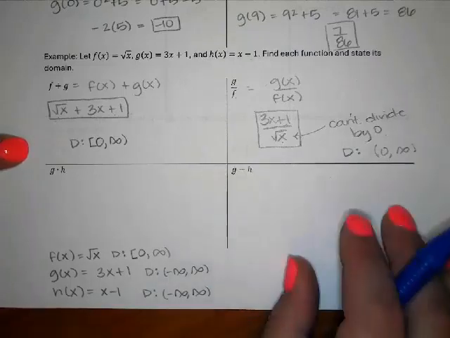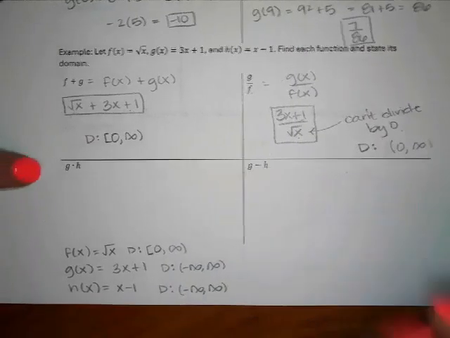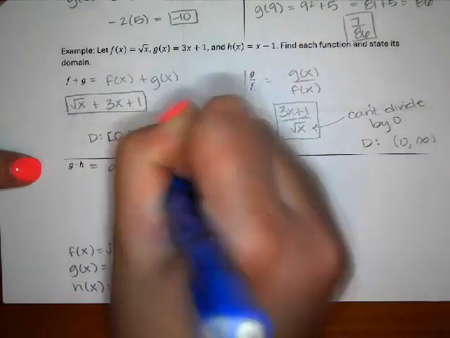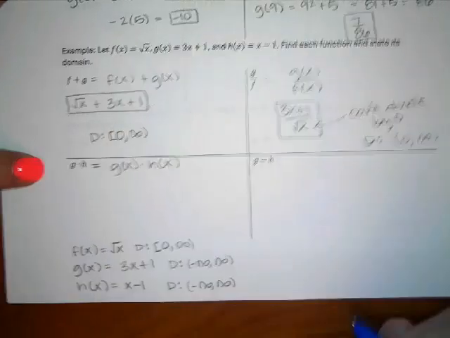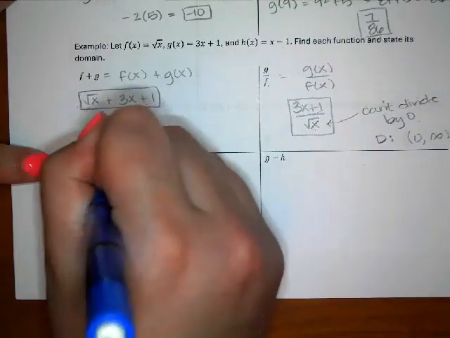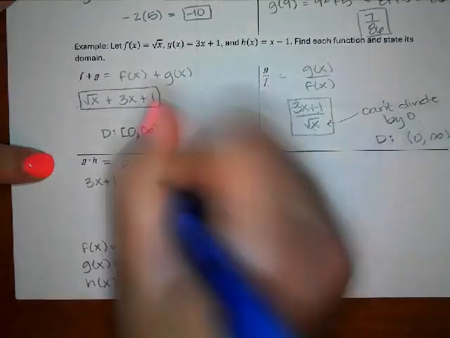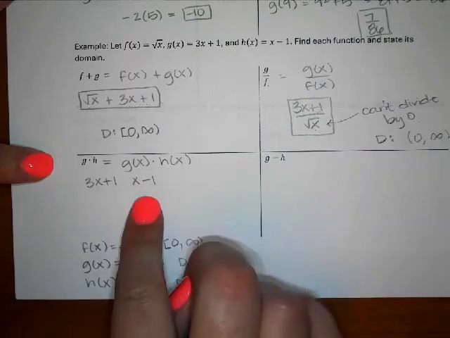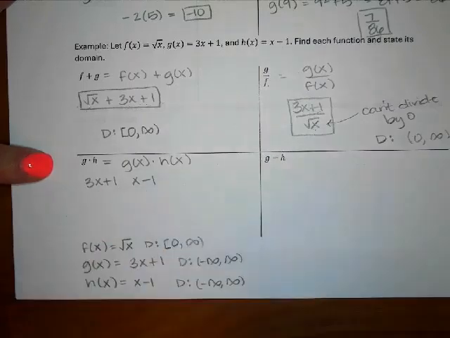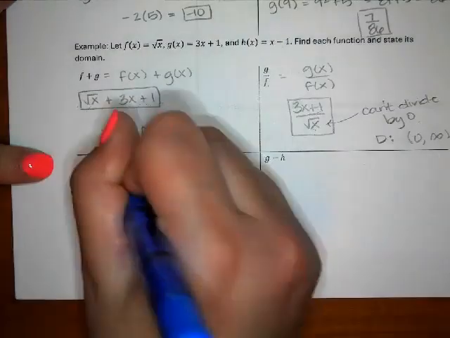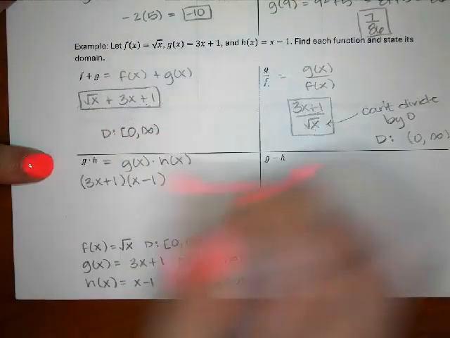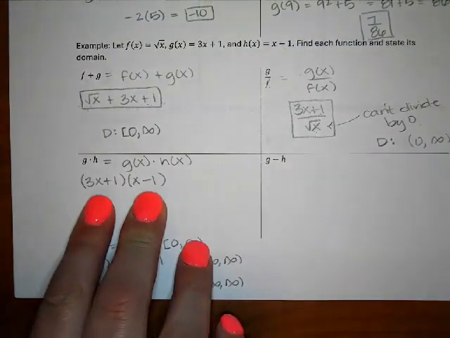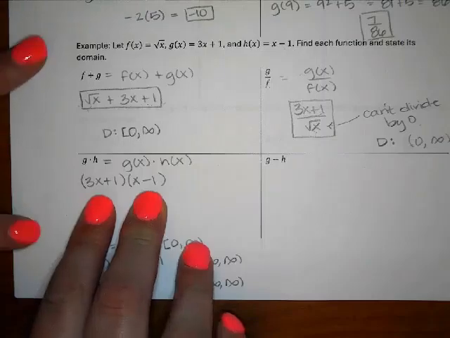Okay, for the next one, we've got multiplication. G of x times h of x. So g of x is 3x plus 1. H of x is x minus 1. Whenever you have two functions that you're multiplying, you are almost always going to have to put them in parentheses. And then there'll be two parentheses right next to each other, and you'll have to FOIL them or distribute them somehow. So I can FOIL these, so I'm going to go ahead and do that.